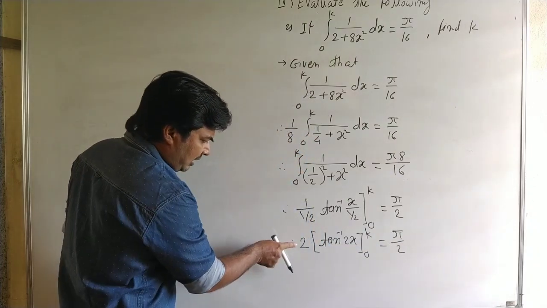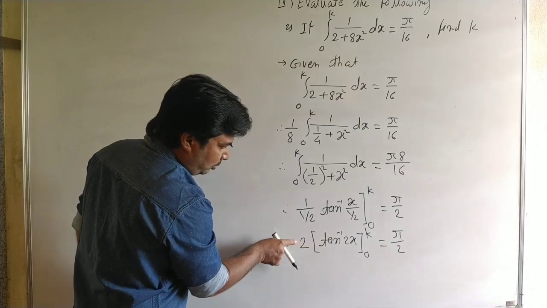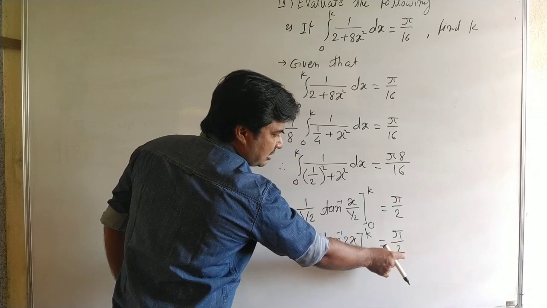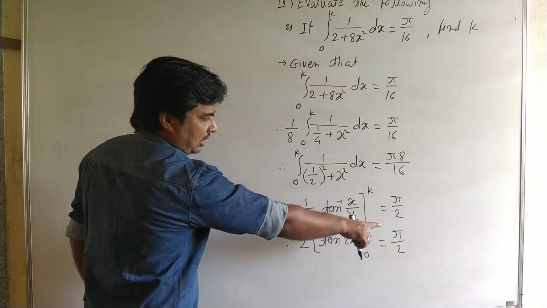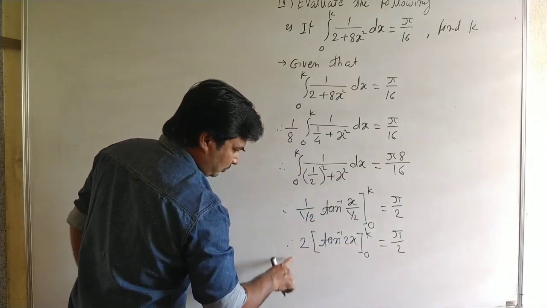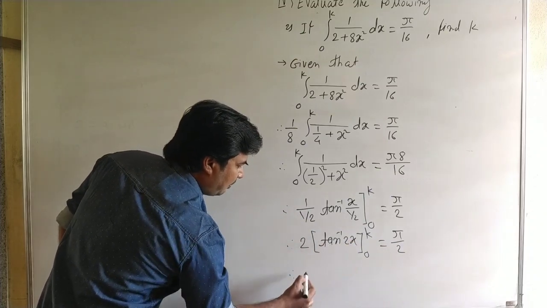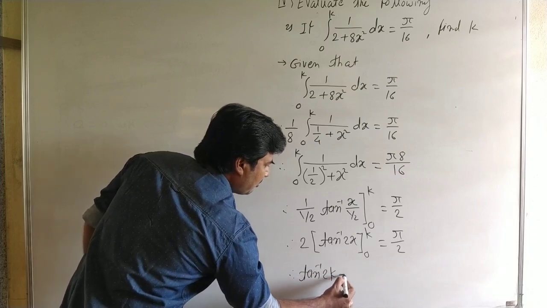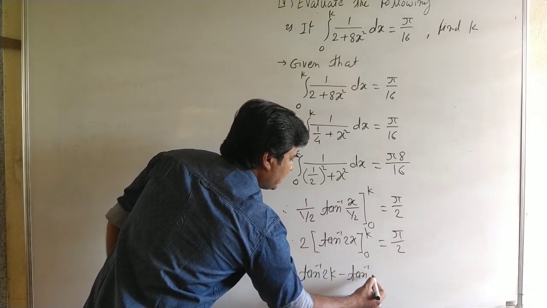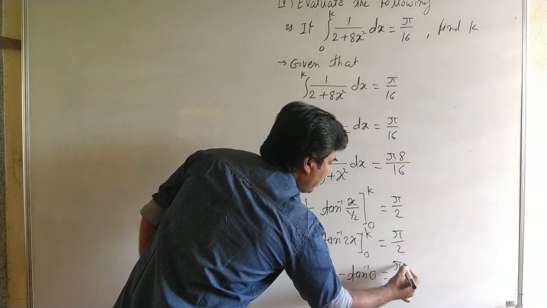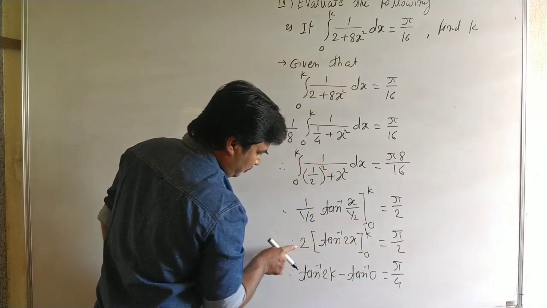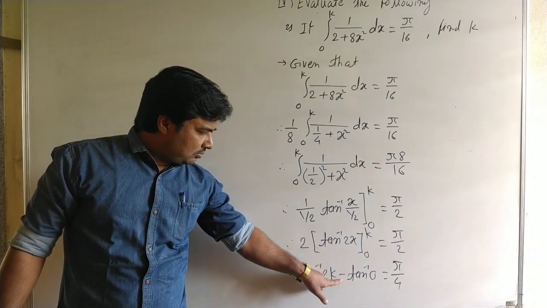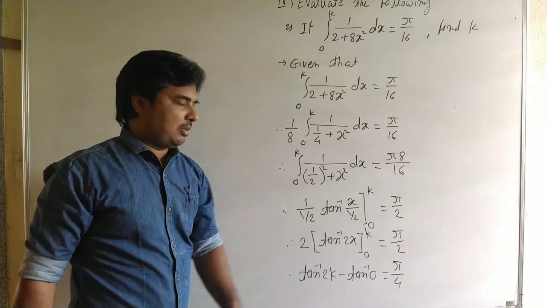pi by 2. Now again this 2 we can write in the RHS. Therefore 2 here is a multiple of this term. So when we take it to the RHS, it is in the division. Therefore in the RHS it is pi by 4. Okay, here see carefully, upper limit minus lower limit, tan inverse of 2k minus tan inverse of 0, and here it is pi by 4. Now tan inverse of 2k minus tan inverse of 0 is equal to pi by 4.